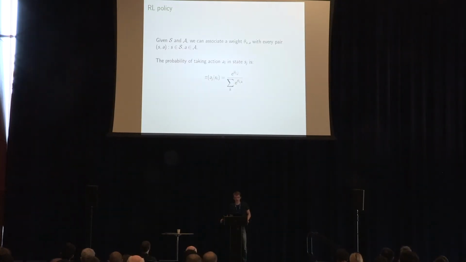Assuming for now that we've got this set of states and set of actions, we can define a stochastic policy by just associating a single weight with each state action pair, and then the probability distribution over actions in any given state will be defined by softmax in the weights associated with that state. So this is a fairly standard tabular policy gradient approach.